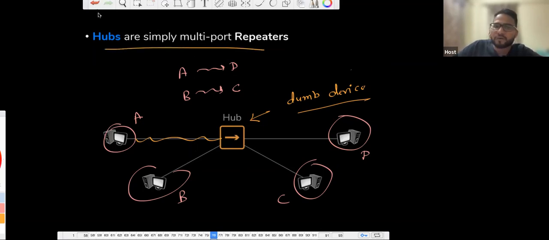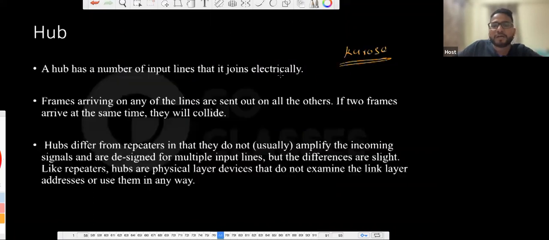So this is from another standard reference, right? Anyway, you can understand hubs just as multi-port repeaters, which have more ports than repeaters. That's all. But the differences are very slight. Like repeaters, hubs are physical layer devices that do not examine the link layer address or use them in any way. So these are very dumb devices that do not examine the link layer address or the MAC address, and they do not use the MAC address in any way.